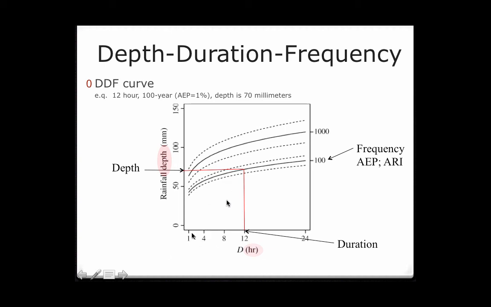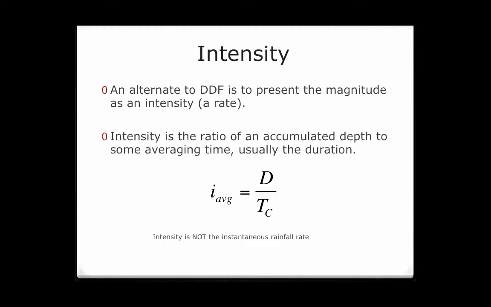Let's suppose I was to ask you all the question, what is the depth for a 4-hour duration, 100-year rainfall according to this curve? Your best eyeball guess. 50 millimeters. Excellent. Good. If I had a stuffed animal, you don't want it. Okay.